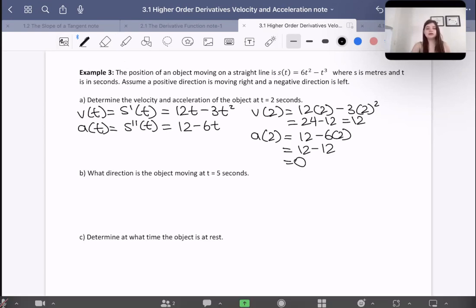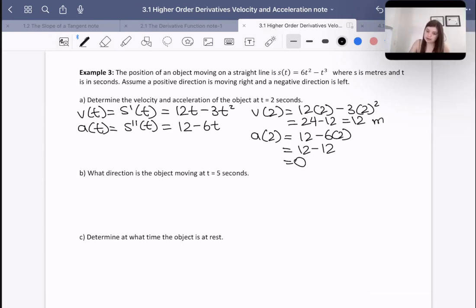All right, and actually, let's add units here. So we're going to do meters per second here, and this would be meters per second squared, because it's referring to acceleration. So therefore, it's 12 meters per second, which means we're going right, based on what we were told earlier. All right, now it says, what direction is the object moving at t equals 5 seconds.